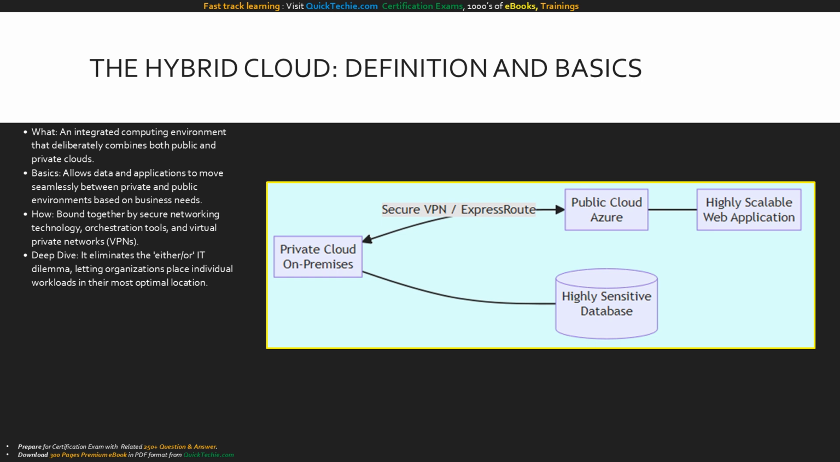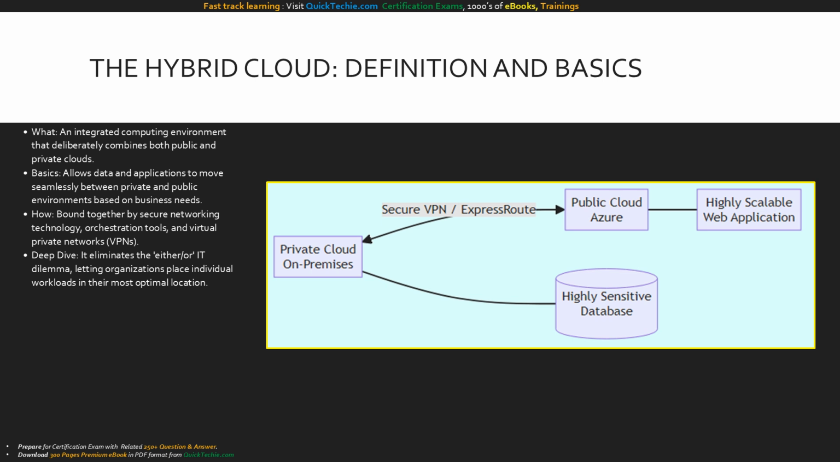It binds these two distinct environments together using highly secure network connectivity, like virtual private networks, VPNs, or ExpressRoute, along with advanced orchestration tools. The deep dive takeaway here is that the hybrid cloud eliminates the painful either/or decision for IT leaders. You can host each specific workload in the absolute most appropriate location based on its unique security and performance requirements.